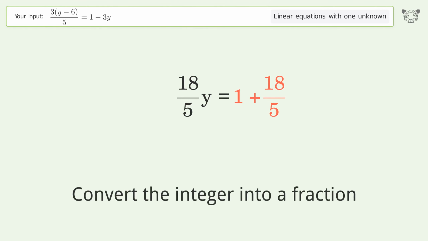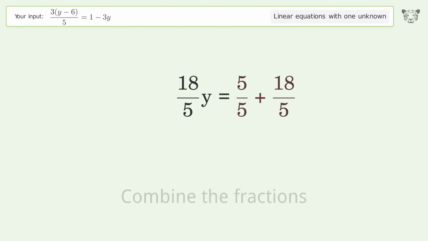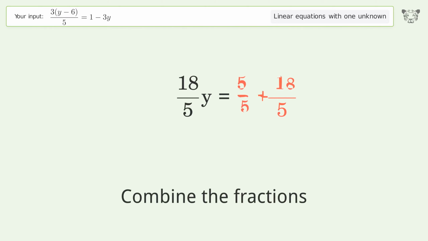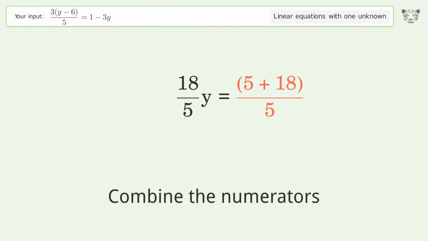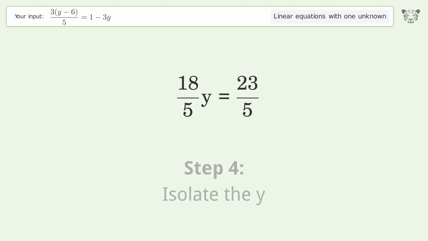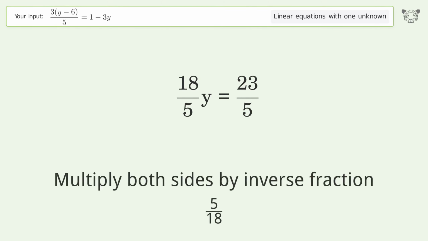Convert the integer into a fraction. Combine the fractions. Combine the numerators. Isolate the y. Multiply both sides by inverse fraction 5/18.